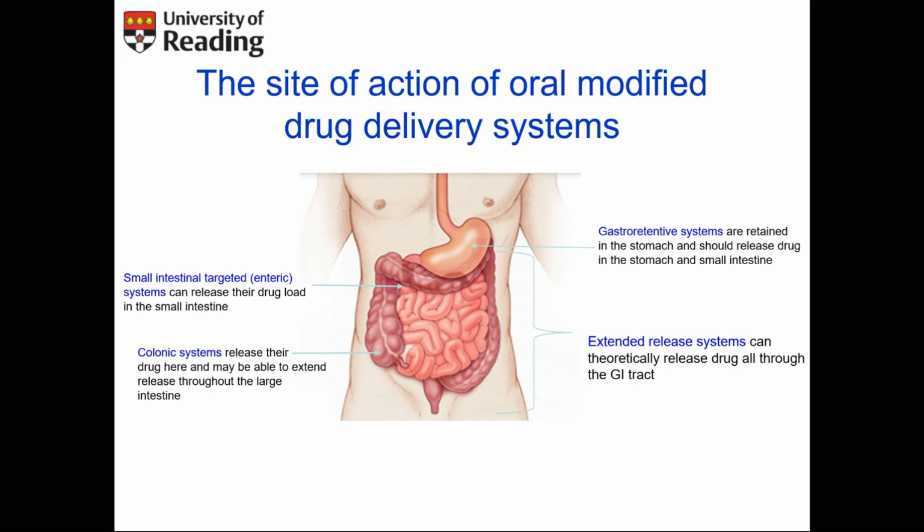Small intestinal targeted systems, for example enterically coated systems, will be protecting the drug from the acidic environment in the stomach. Once the dosage form moves to the intestine, the pH will go up and the enteric coating will come off, releasing the drug. Then colonic systems, designed to release the drug in the colon, and extended release systems that could release the drug throughout the GI tract transit.